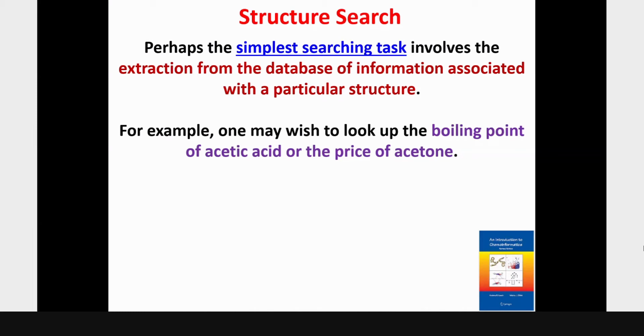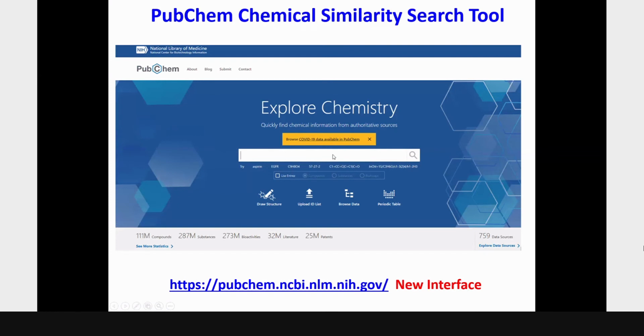There you just put in the molecule name, some processing happens inside, and it gives you all the details. So this is the simplest thing. You have a huge database, and if you are interested in the boiling point of a particular component or its price, you can simply do a search. A very good website for this is called PubChem. You might have seen it earlier.